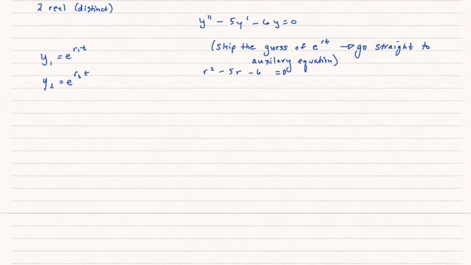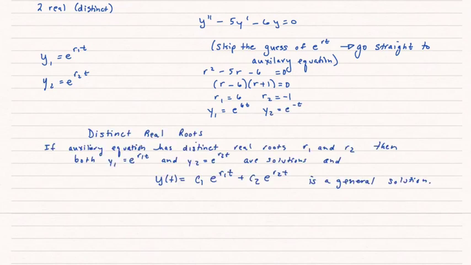The second derivative leads to the r squared, the first derivative leads to the r, and when it's just y by itself, there's no r. It's the same thing as r to the 0th power, if you think of the fact that y is the 0th derivative of y. So let's go ahead and solve this. This one we don't have to resort to the quadratic equation because this is easily factorable. This leads to two different values for r. r1 is 6 and r2 is equal to -1. Notice it doesn't matter which one you call r1 and which one you call r2. So my first solution would be e to the 6t, and my second solution would be e to the -t.